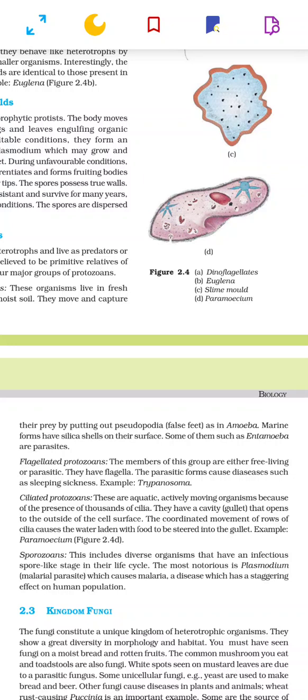Flagellated protozoans. The members of this group are either free-living or parasitic. They have flagella. The parasitic forms cause diseases such as sleeping sickness, for example Trypanosoma.